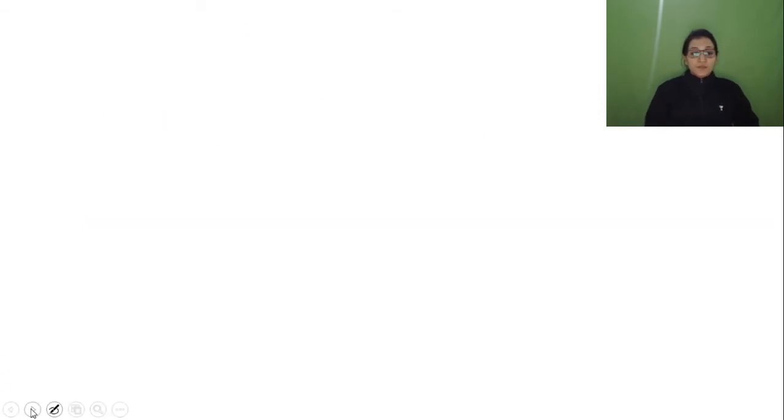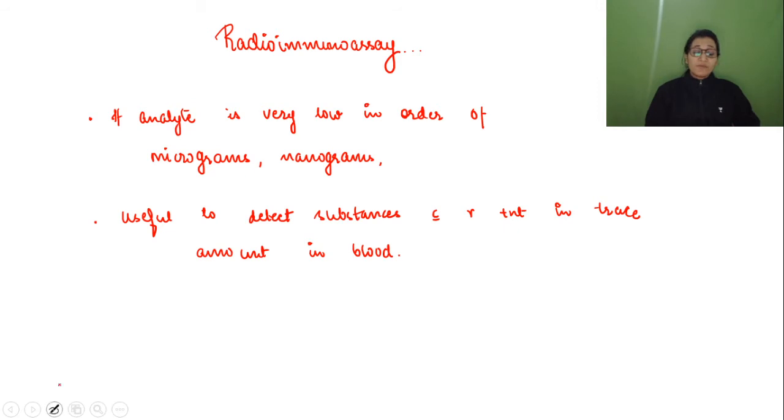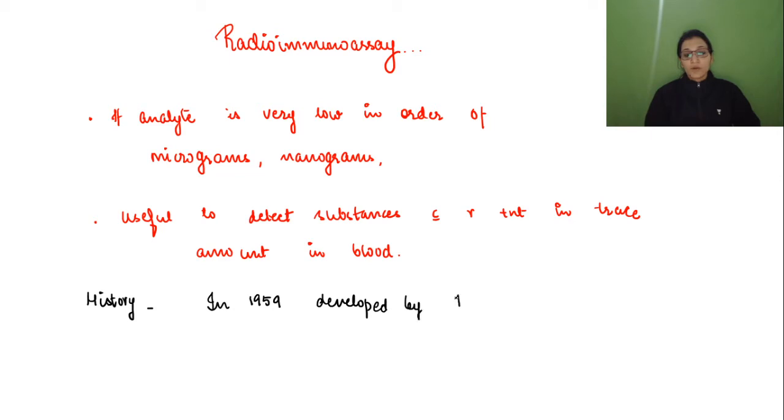Right. So whenever we talk about any technique, we usually see the history. So, history of RIA. This technique was developed by Rosalind Yalow and Solomon Berson in the year 1959, for measurement of insulin in plasma.